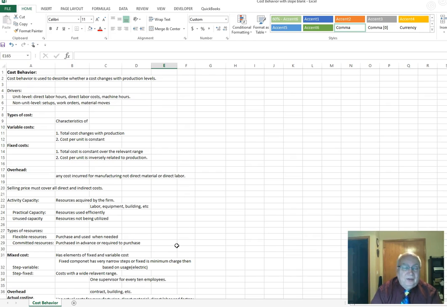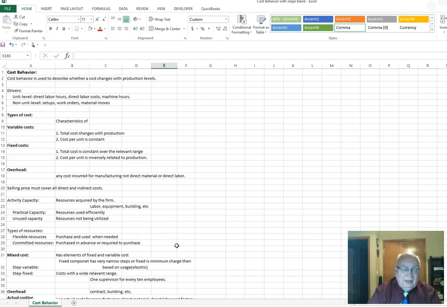And with that, we have different drivers. We have unit level drivers, examples of which would be direct labor hours, direct labor costs, machine hours, and what we call traditional types of cost drivers. And then we also have non-unit level drivers, which are number of setups, work orders, how many material moves we have, that type of thing. We'll get into that probably later.